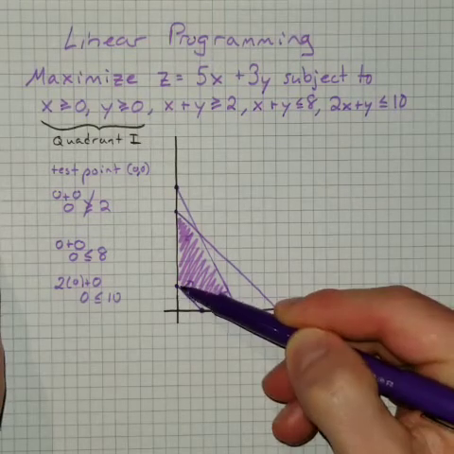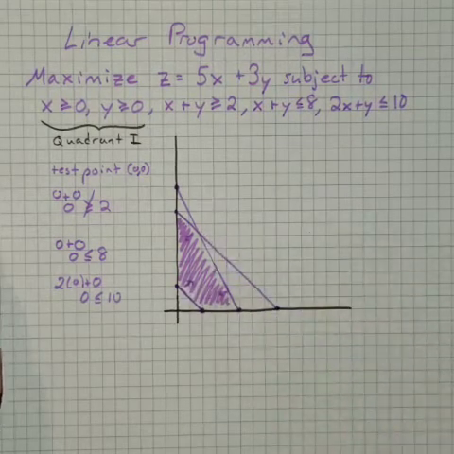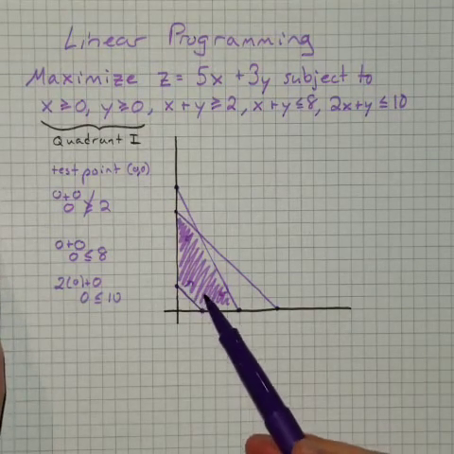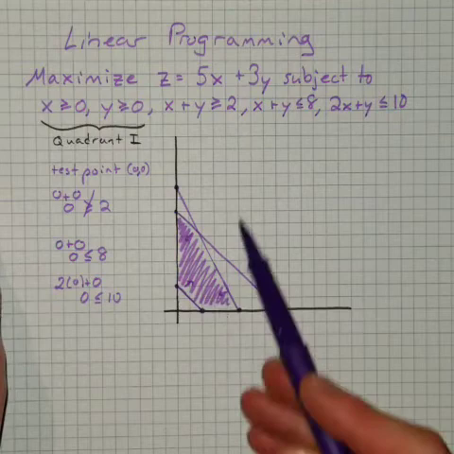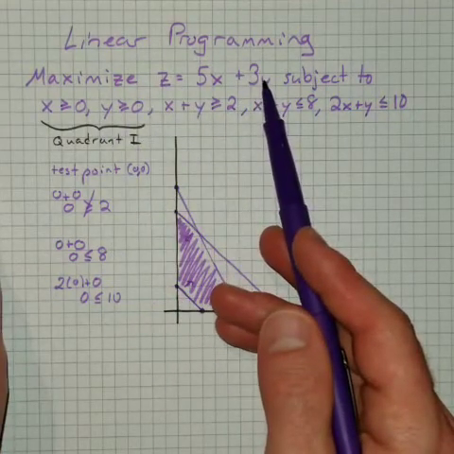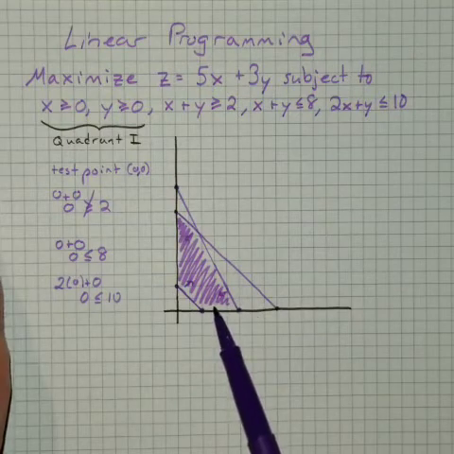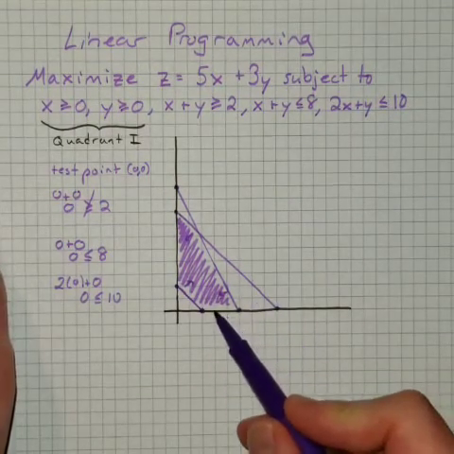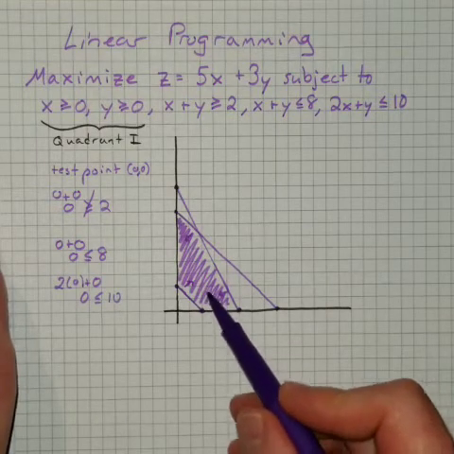Let's say 1, 2, 3, 4, 5. It's a 5-sided shape. And so what I want to do then is maximize this objective function over that region. To do that, I need to plug in some points.